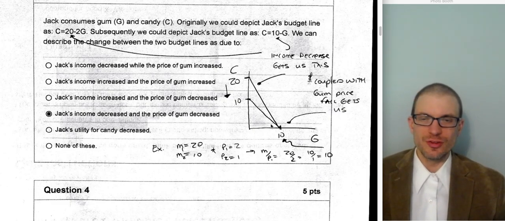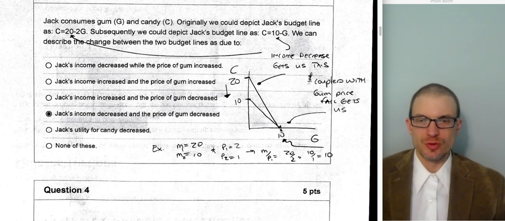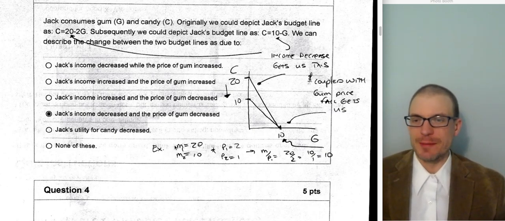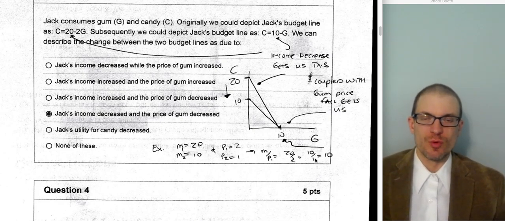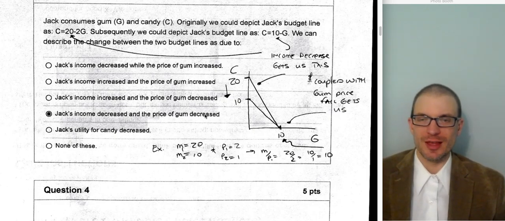We've got that. And then this is weird because this intercept changes, but this one doesn't. Well, what's happened is this is coupled with a situation where the price of gum has fallen. So this is going to balance off and then lead to a situation where the maximal amount of gum that Jack can consume hasn't changed. So here's an example consistent with this. We have income 1 is 20, income 2 is 10, price of good 1 is 2, price of good 2 is 1. So the maximal amount that we could consume of good 1 would be M over P1. So 20 over 2 initially, it's 10. And then 10 over 1 subsequently, still 10. So that is why the answer is Jack's income has decreased and the price of gum has decreased.